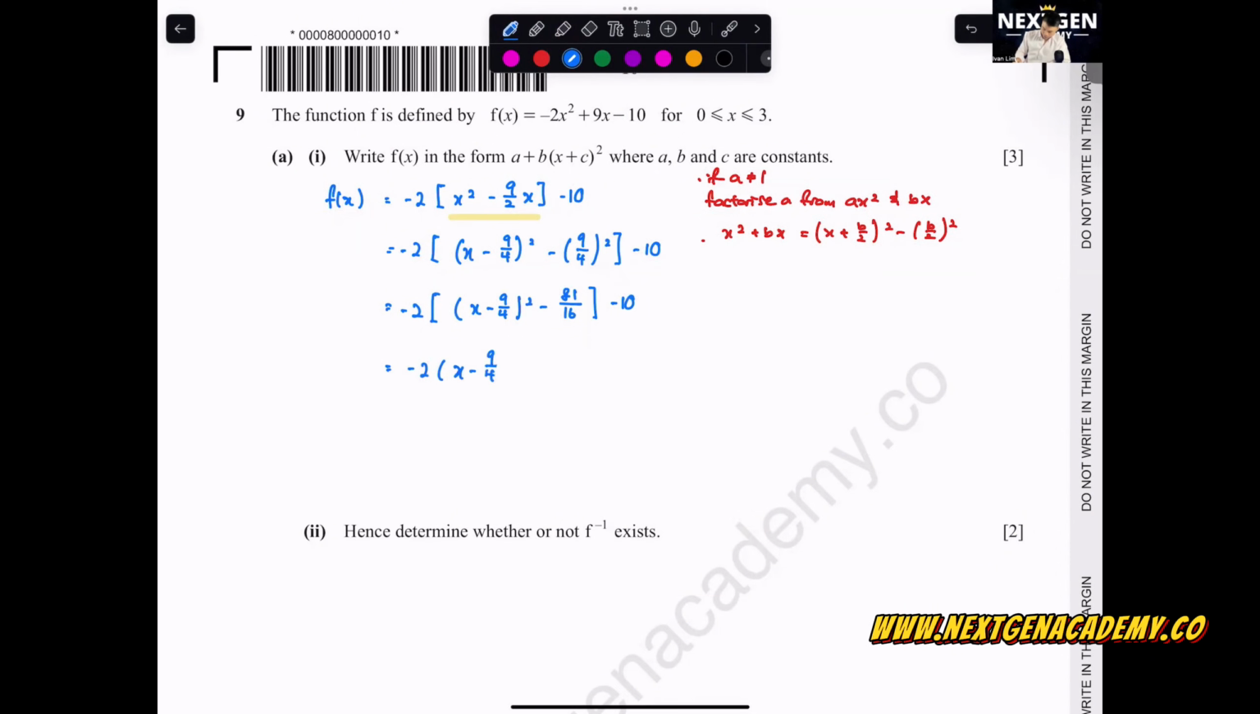Now open up the bracket. x minus 9 over 4 squared minus 81 over 8 minus 10. Sorry, this one is plus 81 over 8, minus minus. Simplify. This will be 81 over 8 minus 10, which is plus 1 over 8. They want it in that form, so let's write it as 1 over 8 minus 2 times (x minus 9 over 4) squared.